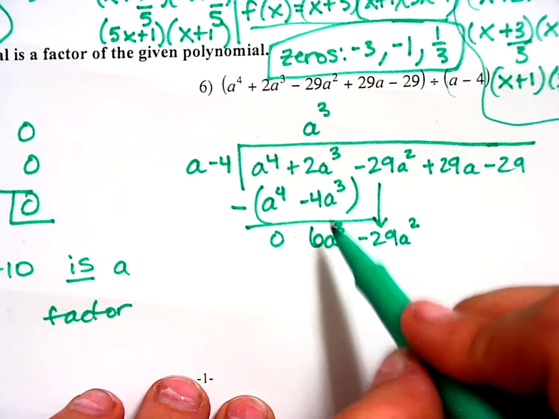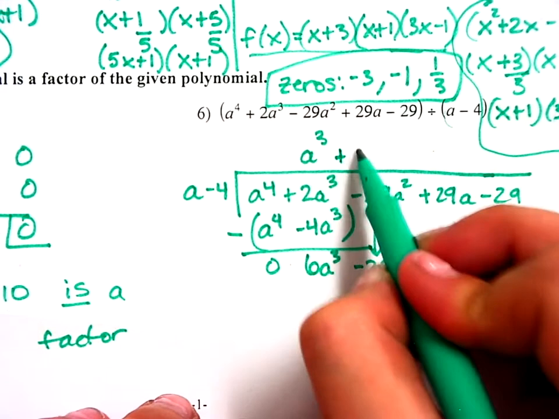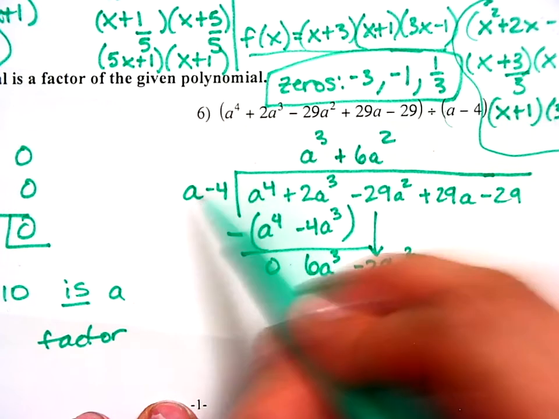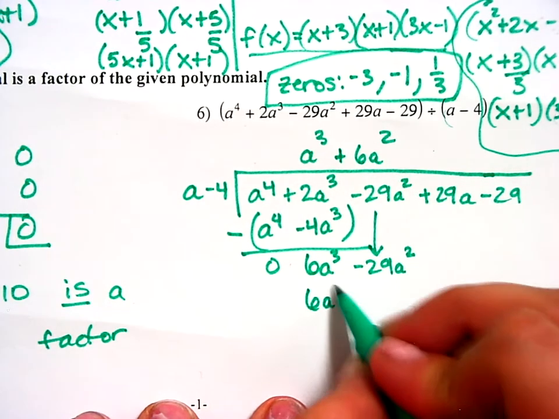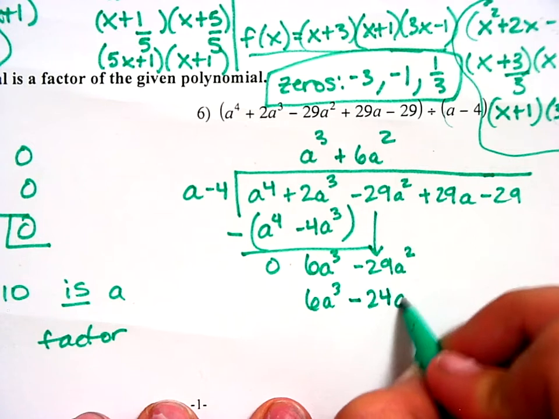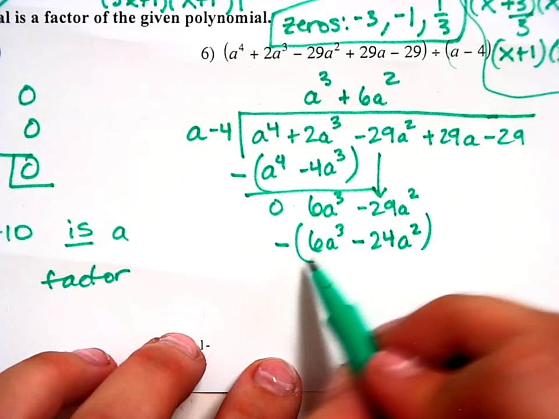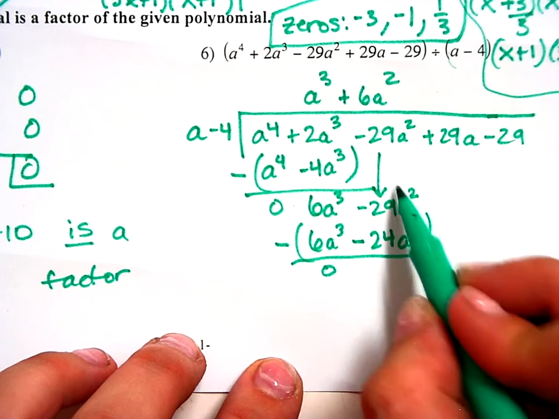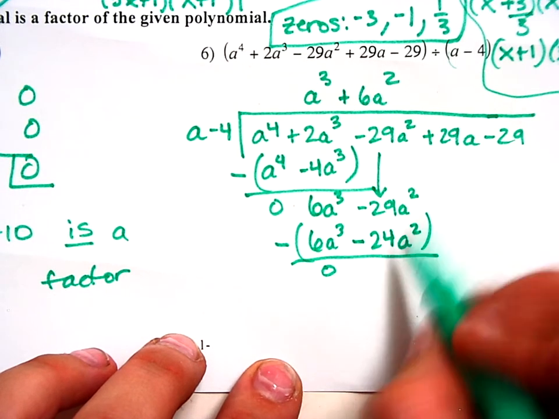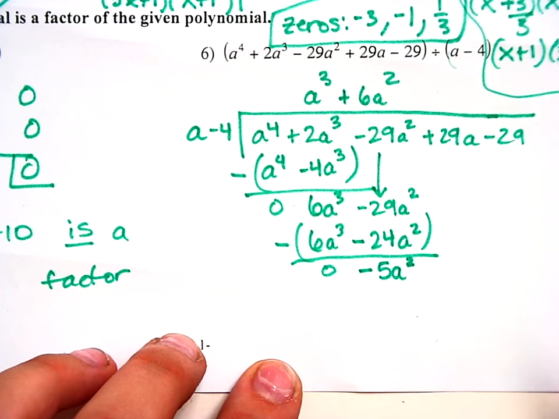Now we're going to do a times what gives me 6a to the 3rd. That's 6a squared. Then take this term and multiply. So that gives me 6a to the third, and it gives me negative 24a squared. Don't forget, you are subtracting. So when I subtract, that's going to give me 0. And this, if I'm adding, since it's a negative and a negative, what I really get is negative 5a squared.